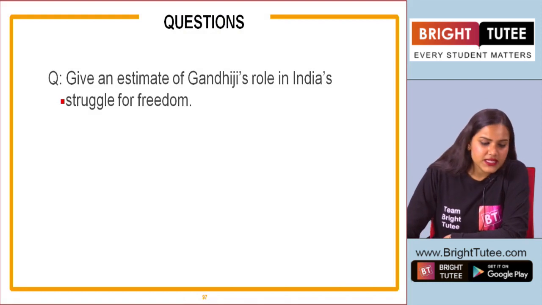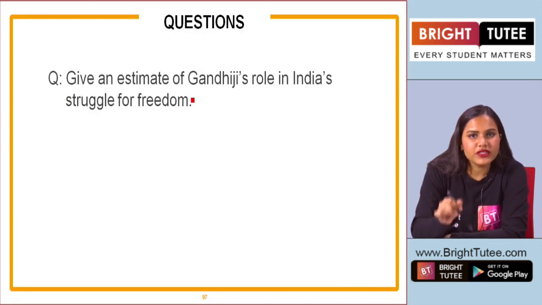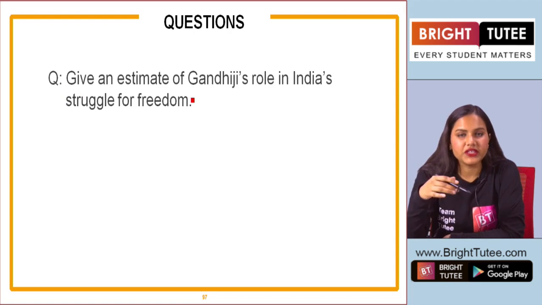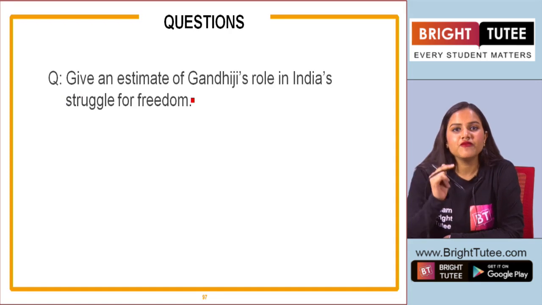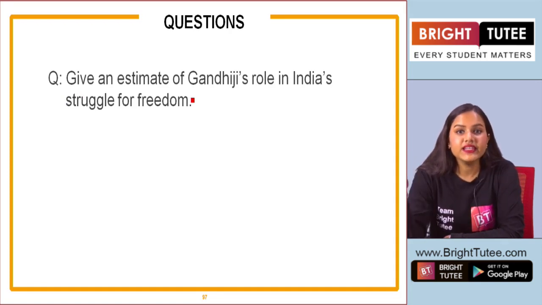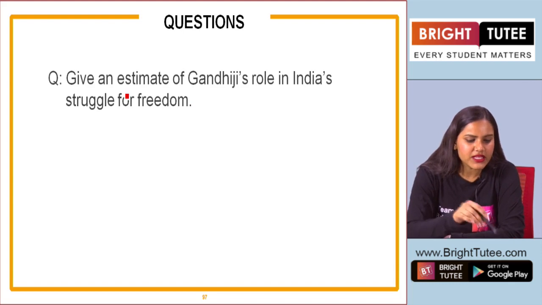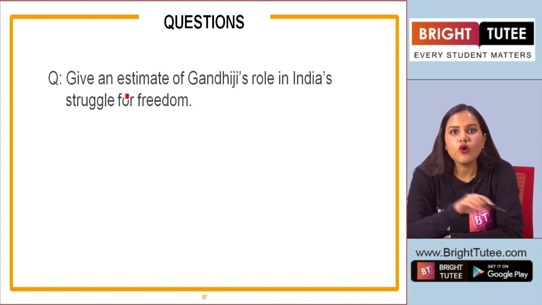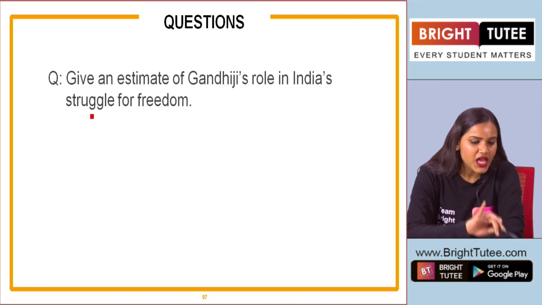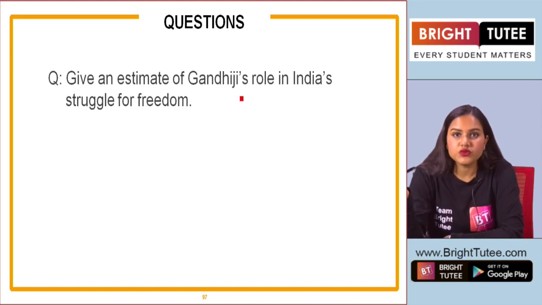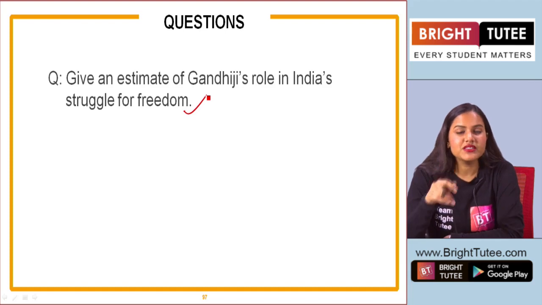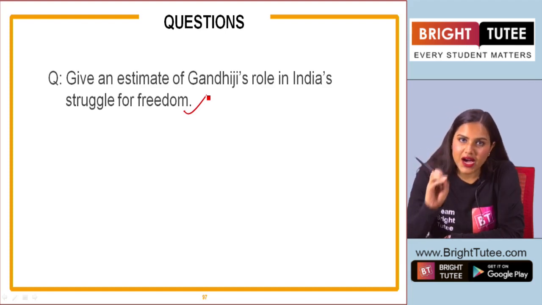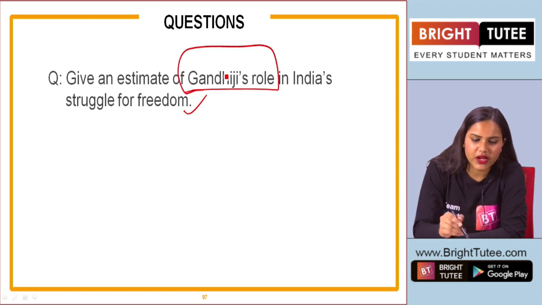The next question here is one that I put at the end of this chapter. Why? Because throughout the chapter, we have talked about the involvement of Mahatma Gandhi in Indian politics. So this is the question that summarizes all the points that we have read. Give an estimate of Gandhiji's role in India's struggle for freedom. Now, how are you going to answer this question? You have to mention the role of Mahatma Gandhi. The question demands this.